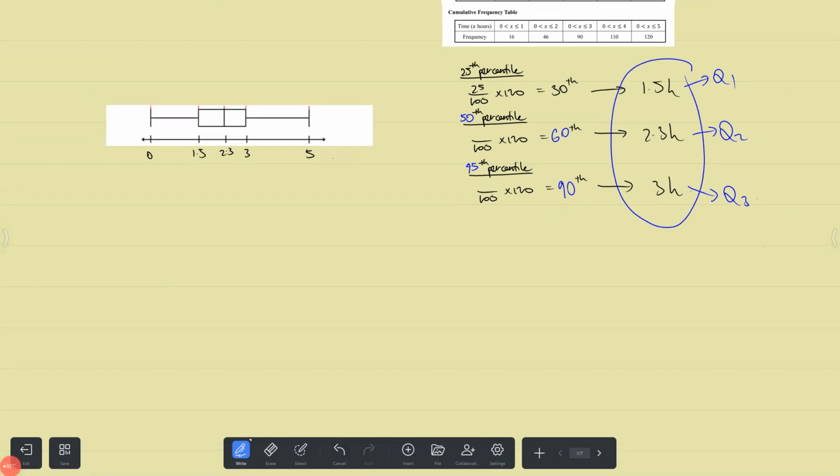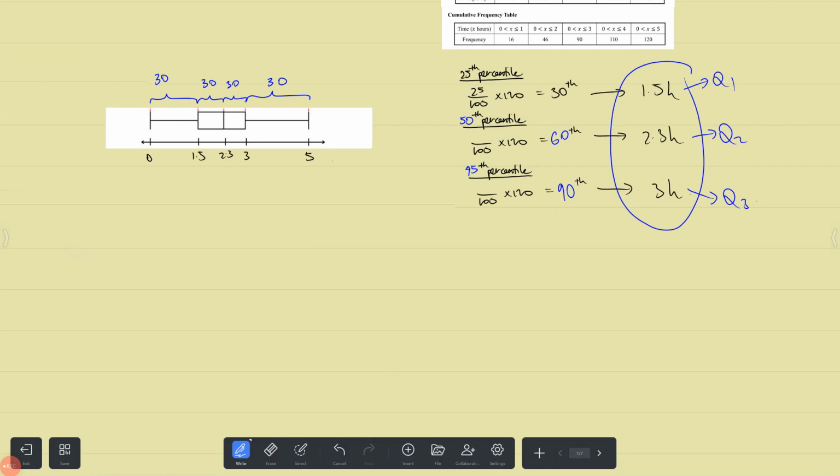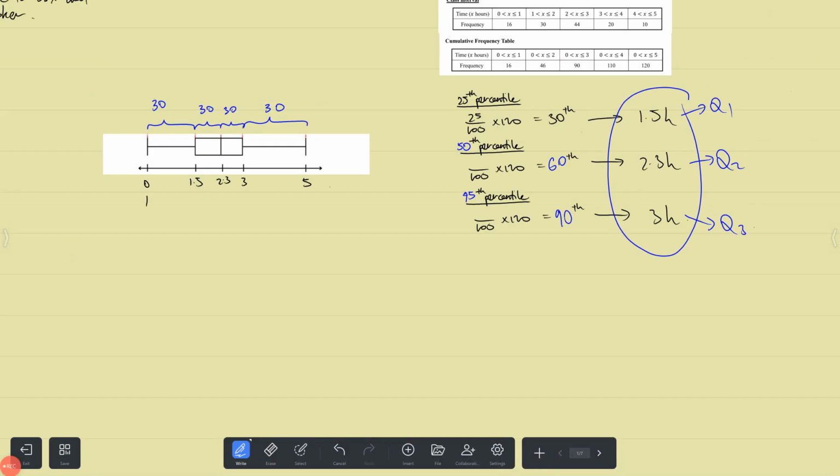So in our box and whiskers diagram, we actually have a few things to state. So you need to understand that from here there are 30 students. Here is another 30 students. Here is another 30 students. And these are 30 students as well. Which means that the whole population is placed inside our box and whiskers here. And one thing to take note is that each section will represent 25% of the population. So here as well, 25%, 25% as well, so on and so forth. So each section represents 25%.